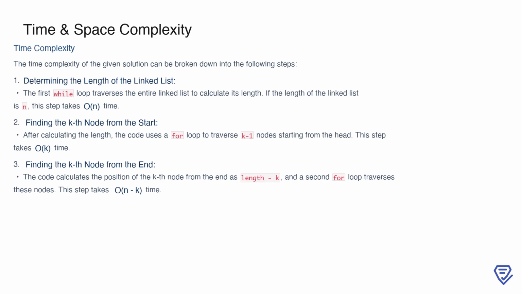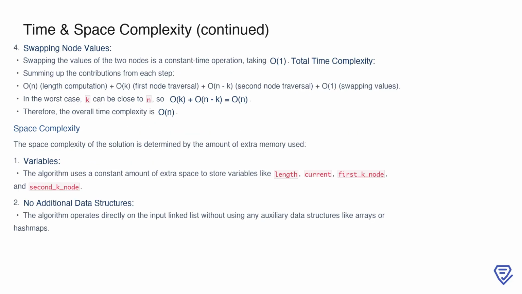Finally, to find the kth node from the end, the code calculates its position as length - k and uses another for loop to traverse the necessary nodes. This step takes O(n - k) time, as it depends on the distance from the current position to the target node. Together, these steps give us the foundational time complexity components for the algorithm. Now, once the two nodes are located, the algorithm performs the swapping operation. This involves simply exchanging their values, which is a constant time operation, taking O(1).